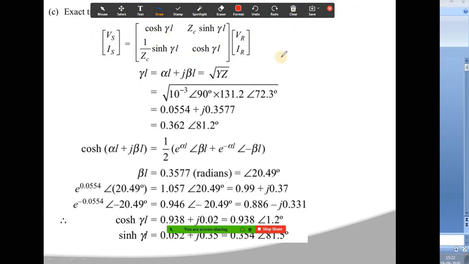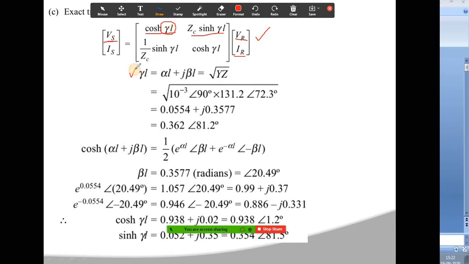Now here you have to find out the sending end voltage, sending end current, and power factor. If you observe this equation, Vs can be written as Vs = cosh γL × VR + Zc sinh γL × IR. Is can be written as Is = (1/Zc) sinh γL × VR + cosh γL × IR. So in all the equations you will have the γL.